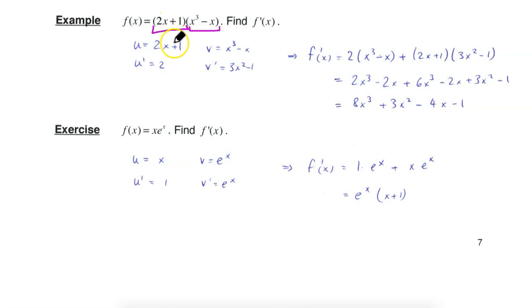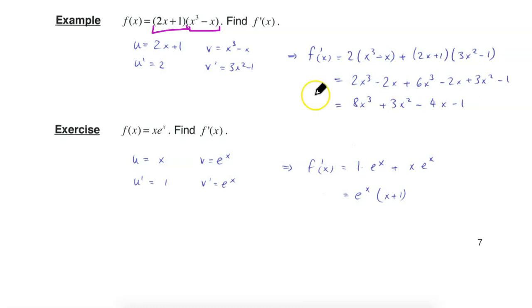If u is 2x plus 1, then u prime is 2. That's the derivative of 2x plus 1. And if v is x cubed minus x, then v prime is 3x squared minus 1. And now we can just plug in u, v, u prime, v prime wherever they belong. F prime is u prime v plus u v prime. We could stop here, or if we wanted, we could now distribute and reach the cubic polynomial. So that was fine. We could have done it in section 3.2.